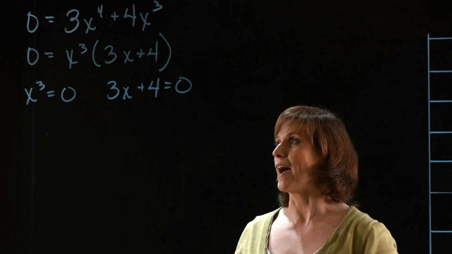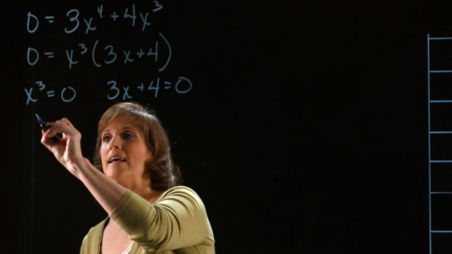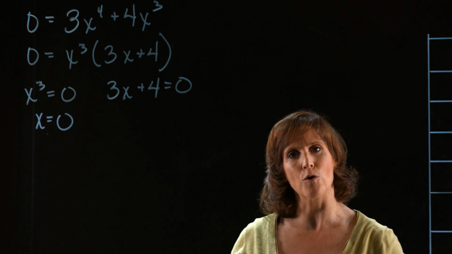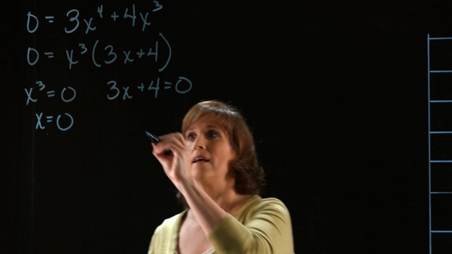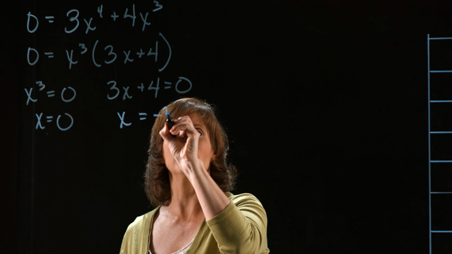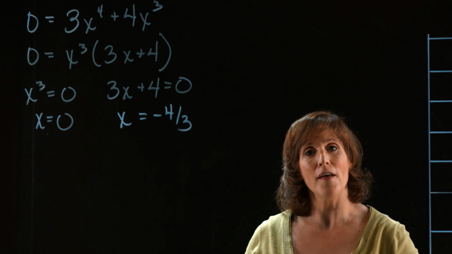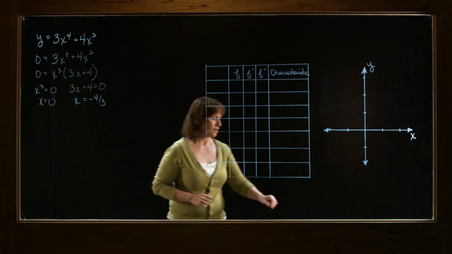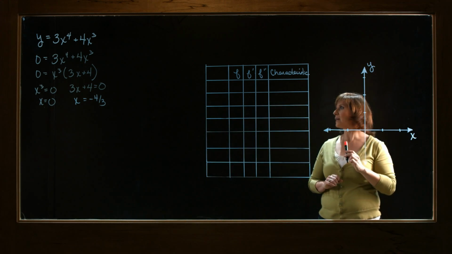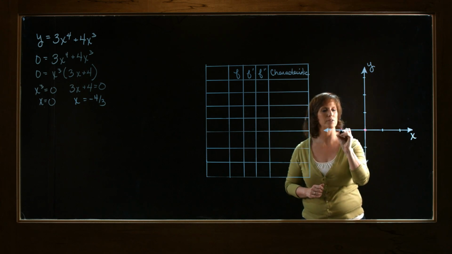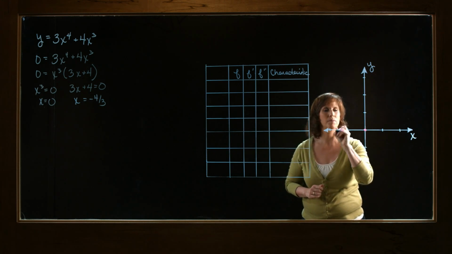Solving each of these for x, I noticed that in the first case, x will be equal to 0. And in the second case, I need to subtract 4 from both sides and divide by 3. That will give me x equals negative 4/3. Let's go ahead and plot those on my graph. So I know that I'm going to have x-intercepts at 0, which is right here, and negative 4/3, which is going to be right about here.